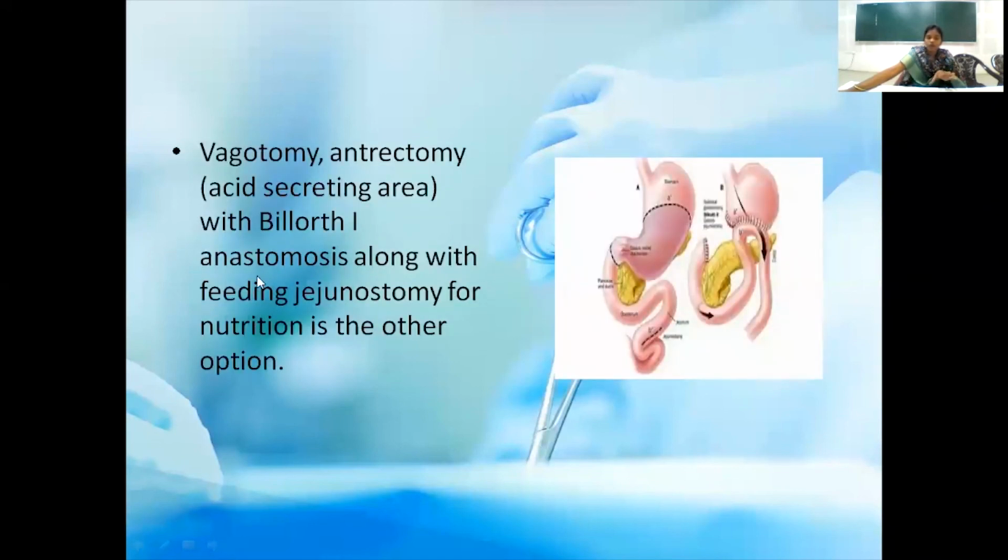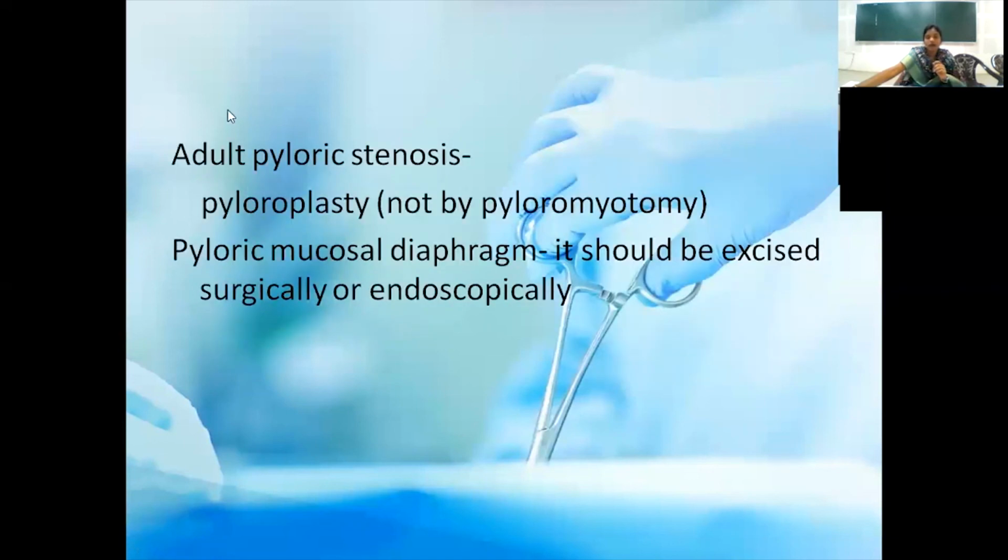So the common causes of gastric outlet obstruction in adults are peptic ulcer and carcinoma stomach. The other less common causes are adult pyloric stenosis. The surgery for adult pyloric stenosis is pyloroplasty, not pyloromyotomy. Pyloromyotomy is for the congenital problem. And the other cause is the pyloric mucosal diaphragm. If there's a pyloric mucosal diaphragm, it should be excised surgically or endoscopically.